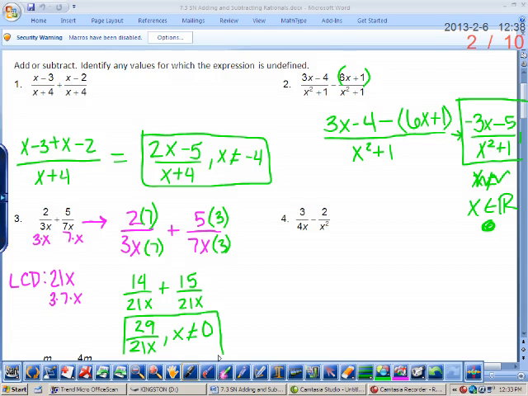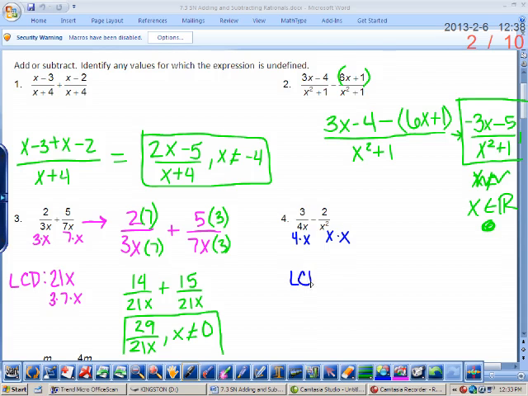Three over 4x minus 2 over x squared. Think about it in terms of your factors. So this would be 4 times x, and x squared would be x times x. Now this time, do you notice that our one factor of x repeats twice in one of our denominators? So when that happens, you would have to include both of those factors in your common denominator.